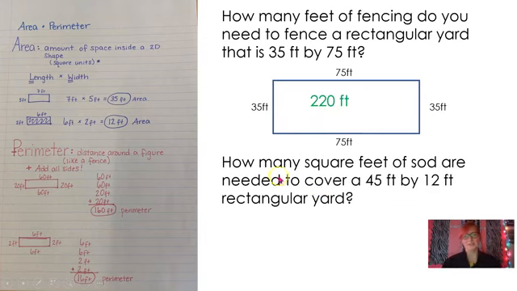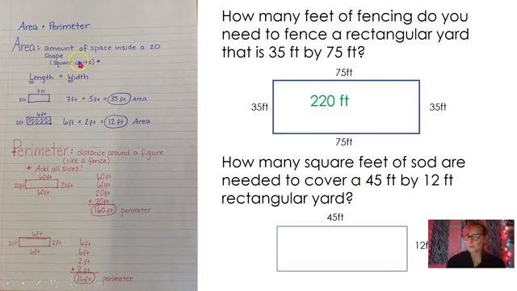My next word problem wants to know how many square feet, there's a clue right there, of sod are needed to cover a 45 by 12 foot rectangular yard. So I'm going to go ahead and draw my picture and put my measurements. And I can see here that it says square feet. If I go back to my notes, I see square units right here, which means that I'm going to have to multiply my length times my width to find the area. When I multiply 45 times 12, I get 540 feet squared.